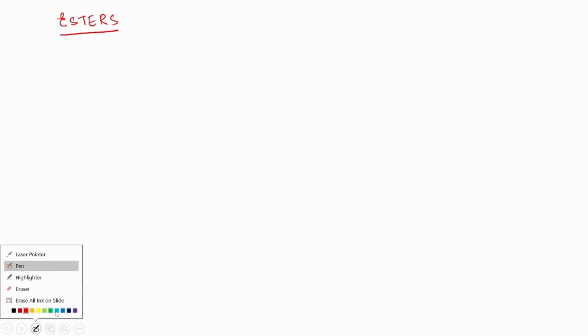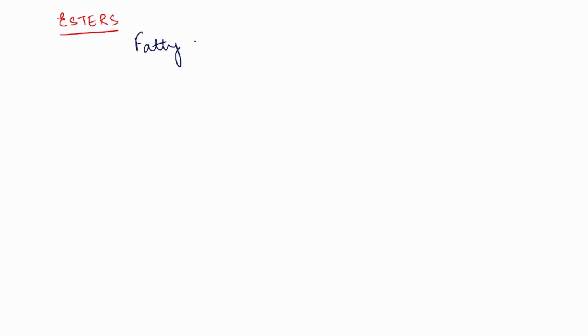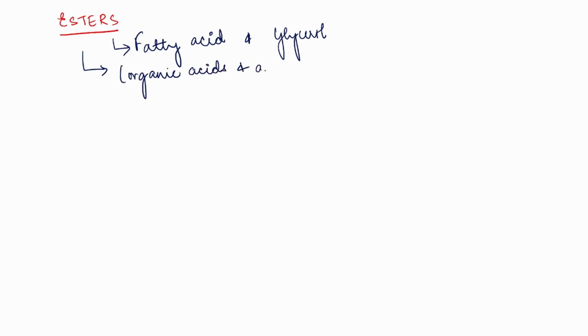Right, let's discuss esters. How are esters formed? Esters are formed by the reaction of fatty acids and glycerol. You can also say organic acids and alcohol react to form esters. Let me show you a reaction here.